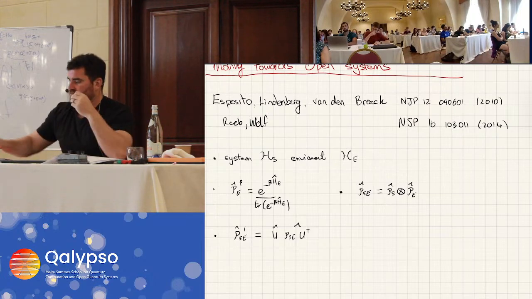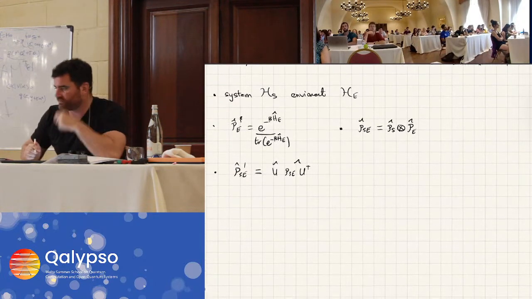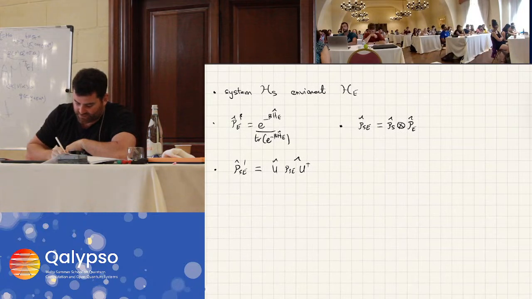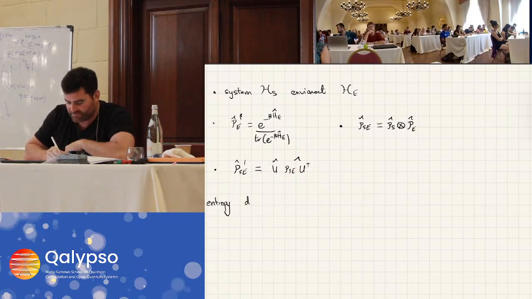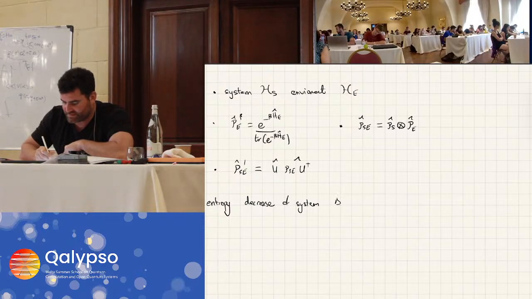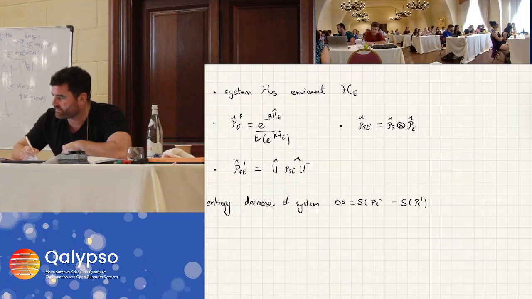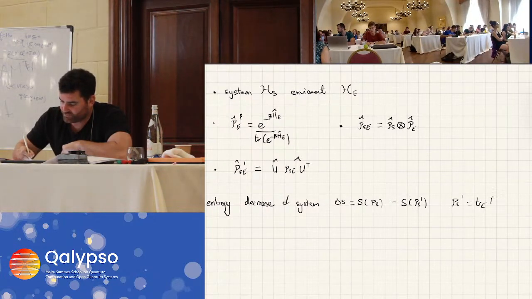Right, so let me define some things first that we're going to need. Let's define the von Neumann entropy decrease of the system as delta S, which is S of rho_S minus S of rho_S prime, where rho_S prime is the trace over the environment of rho_SE prime.